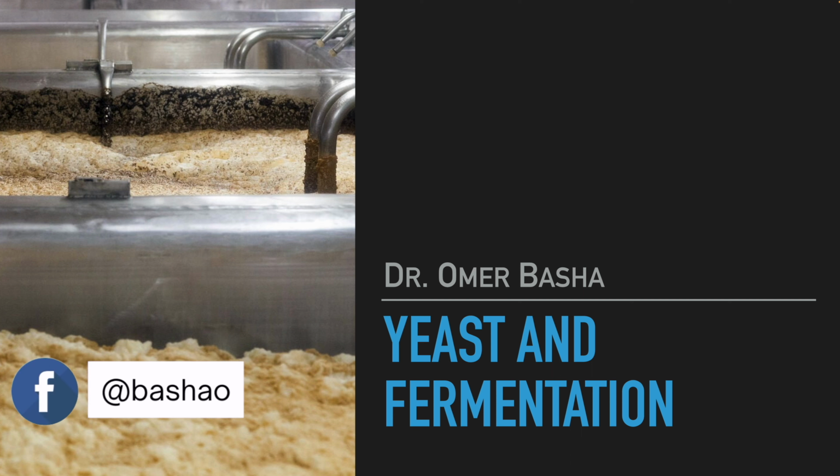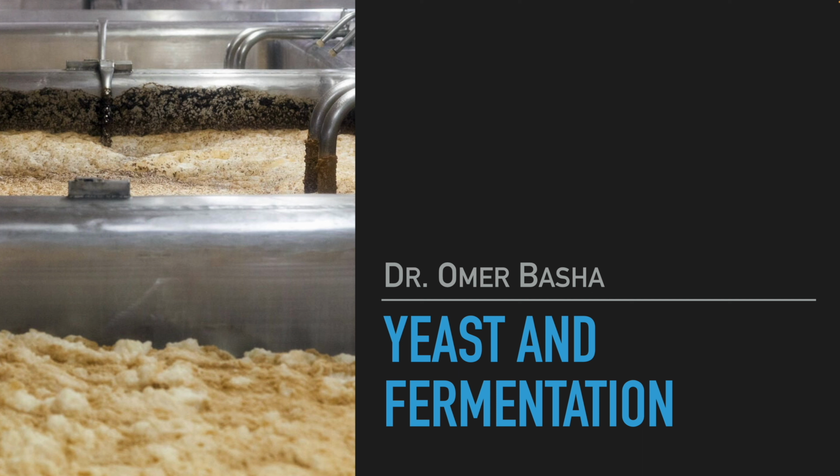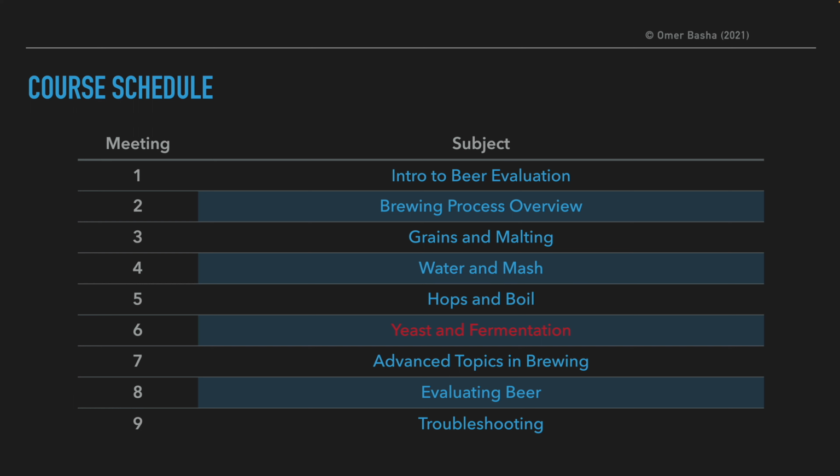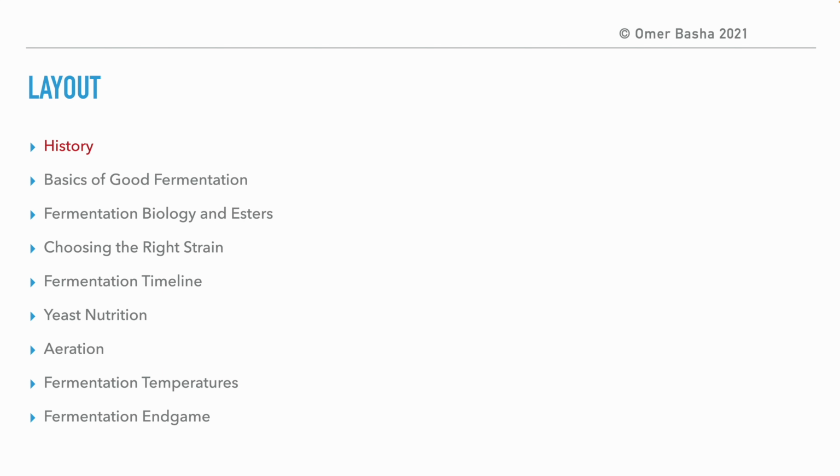And now, without further ado, let's get to our presentation of the day about yeast and fermentation. This is the sixth presentation of the beer evaluation course about yeast and fermentation. This is the layout of today's presentation. We will discuss the history of using yeast, the basics of good fermentation, fermentation biology and esters, choosing the right strain, fermentation timeline, yeast nutrition, aeration, fermentation temperatures, and the fermentation endgame. And we will start by talking about fermentation history.